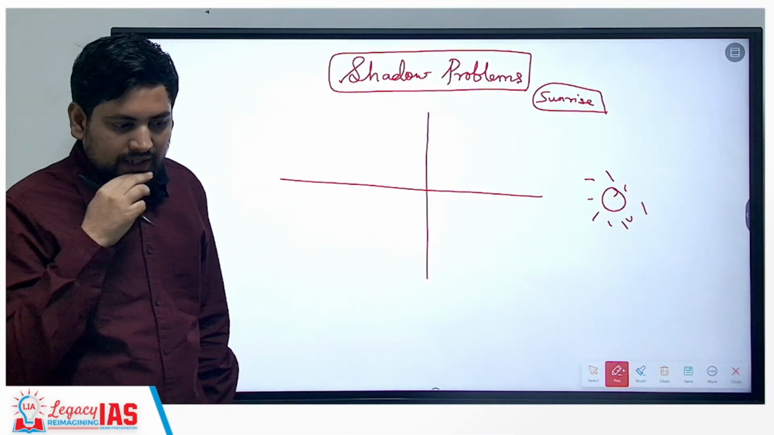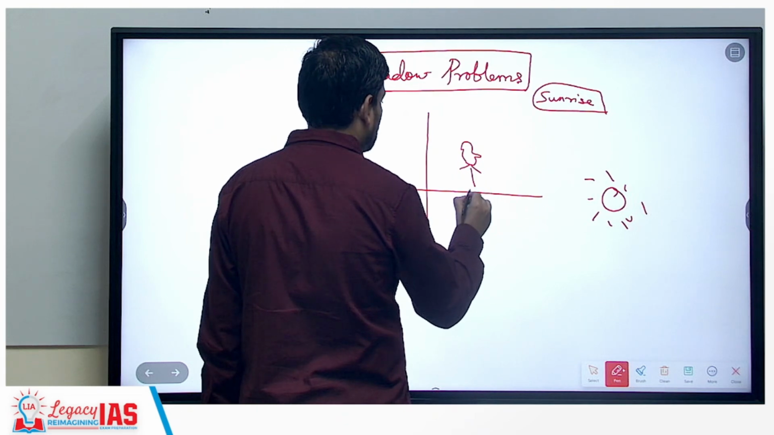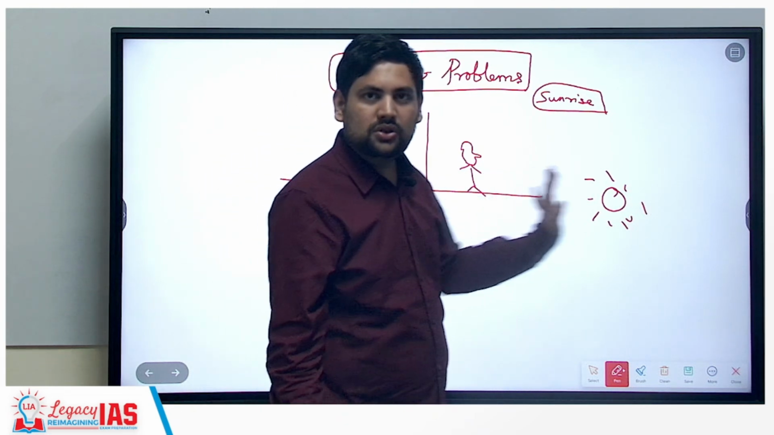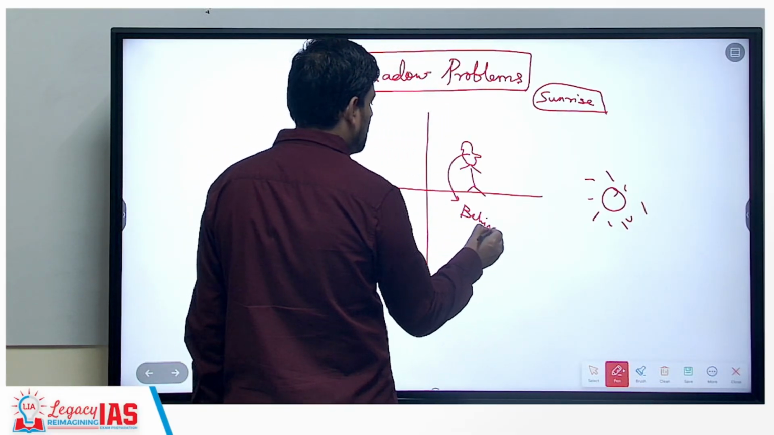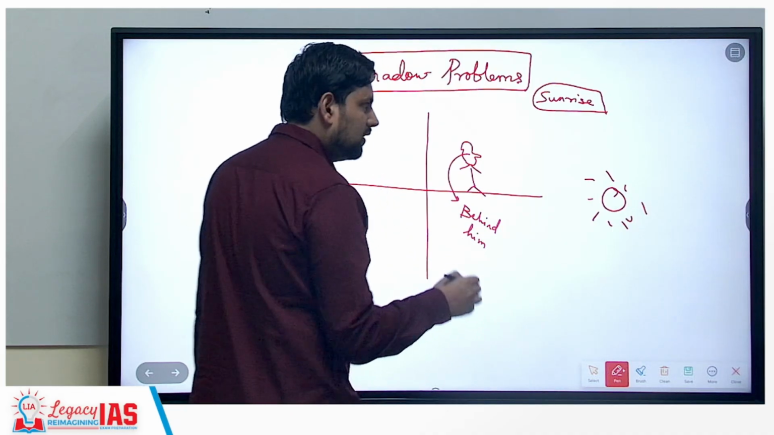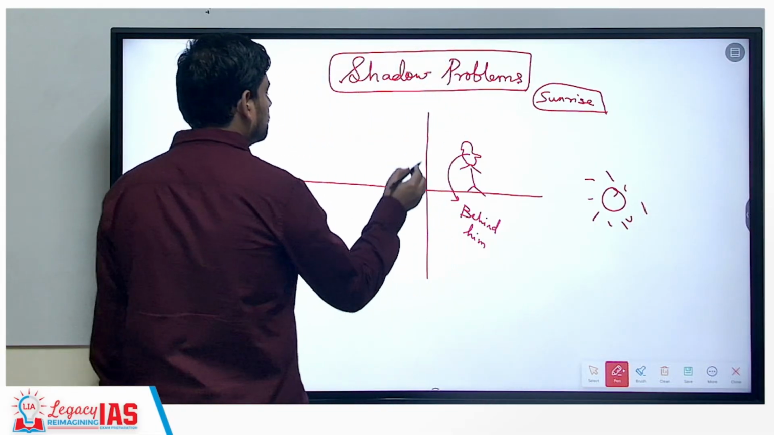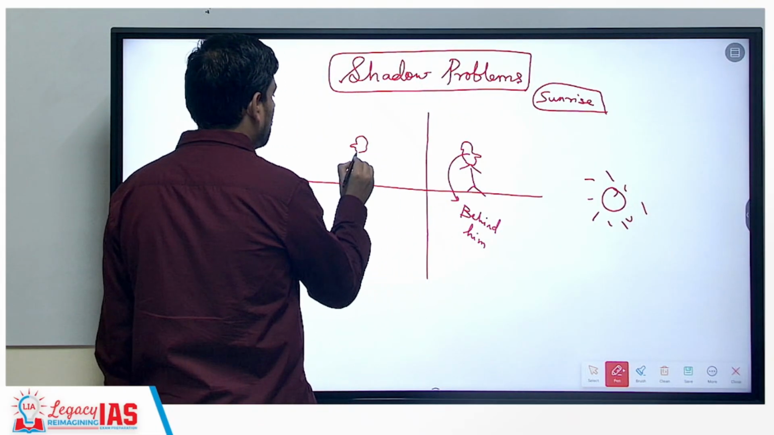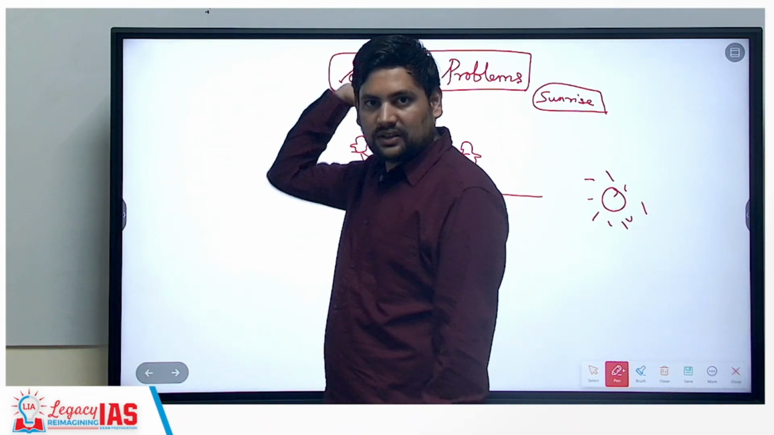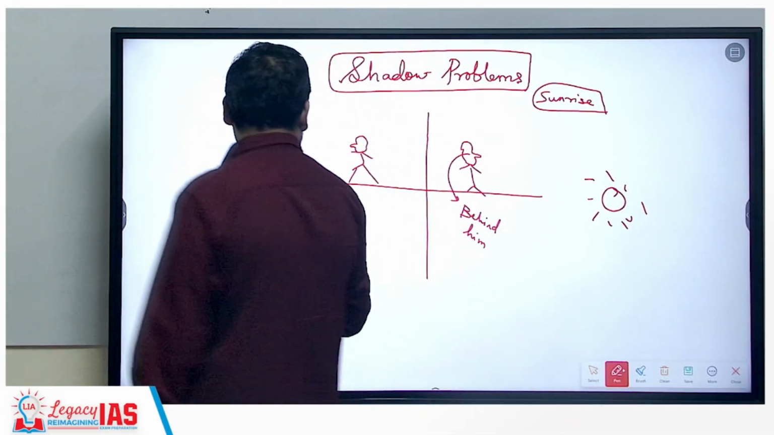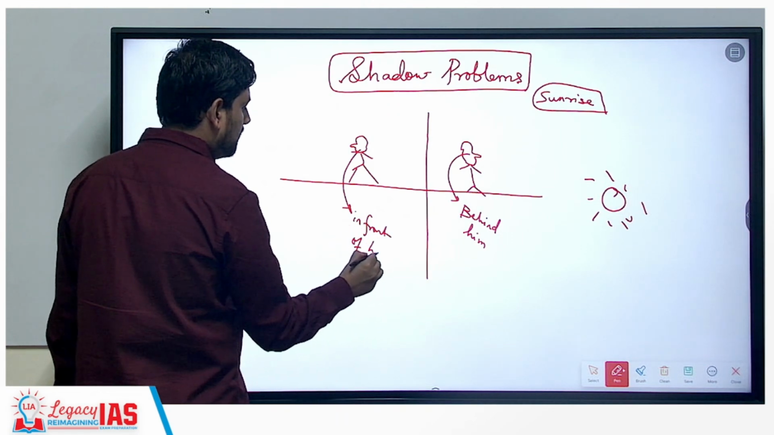During sunrise, any person who is looking in the east direction, towards the sun, his shadow will fall behind him. Can you feel this? If I stand here and the sun is there, it will fall behind me. If a person is facing the west direction, the sun is behind him, so my shadow will fall in front of me.